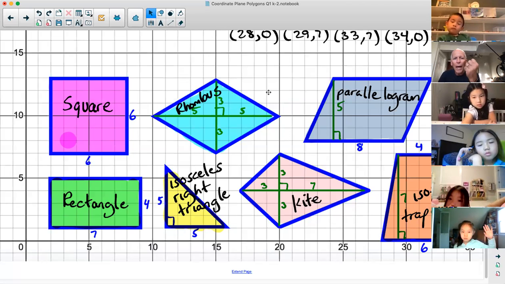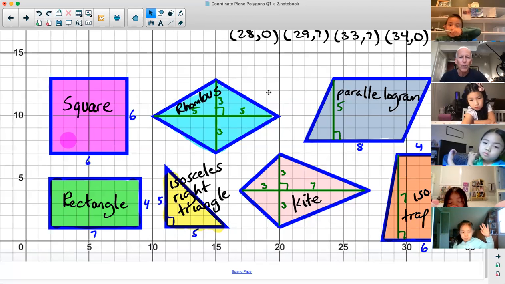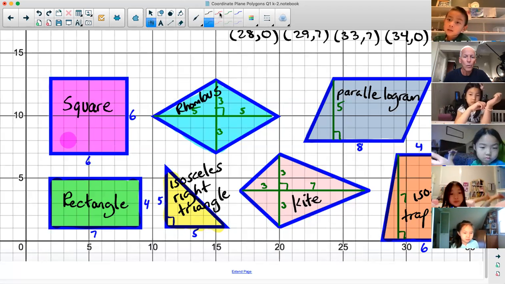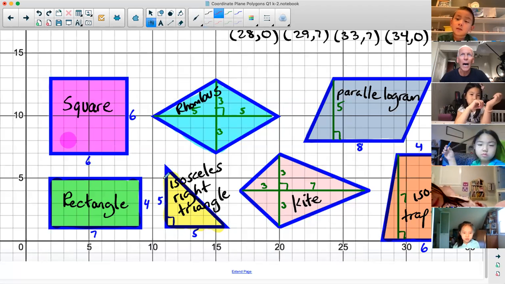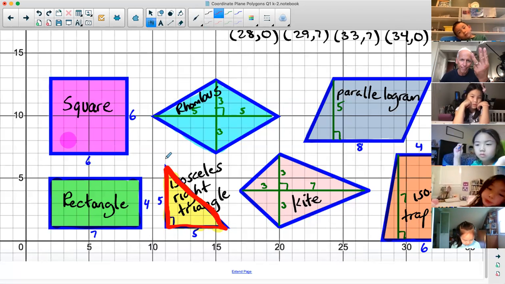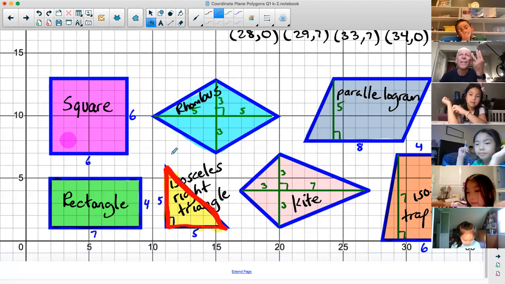Remember, quadrilaterals have 4 sides. Stella, why don't you help out? Go ahead, Stella. Probably the right triangle. Oh my gosh. Everybody look at the isosceles right triangle. Everybody look. How many sides does that have? 3. So it is not a quadrilateral.